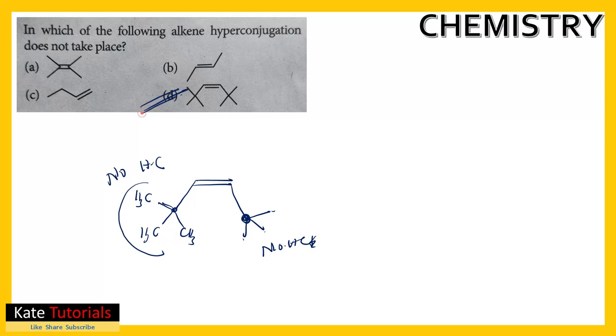So our answer is D. Which doesn't show hyperconjugation? D. The other three, A, B and C, all show hyperconjugation.